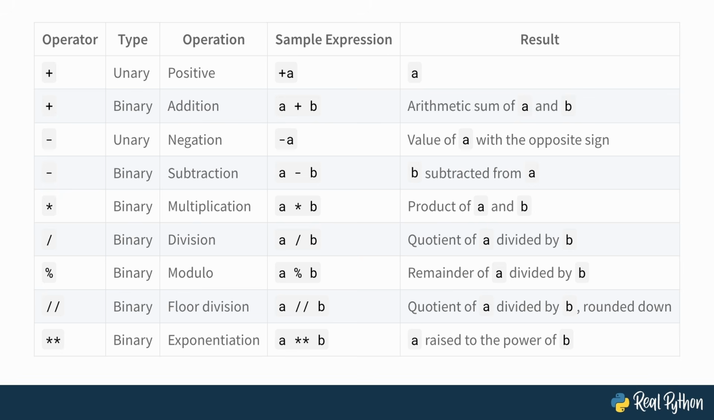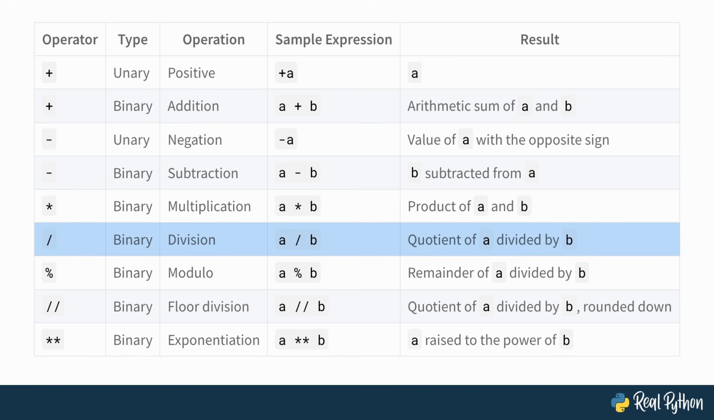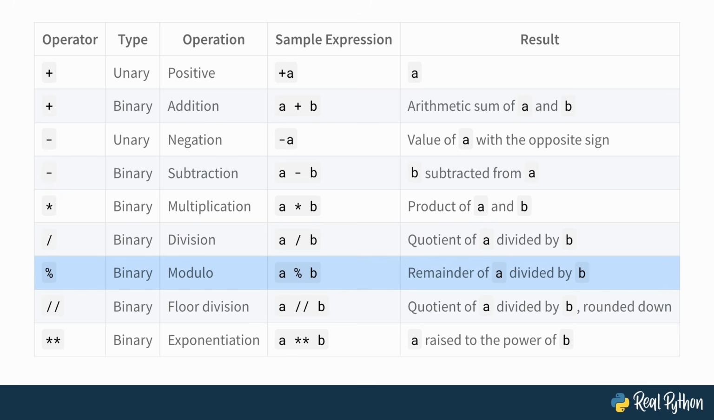The rest of the operators are also binary, involving two operands. Multiplication, A * B equals the product of A and B. Division, A / B returns the quotient of A divided by B. An interesting note about division is that even when it returns a whole number, its type will be a float, never an integer.